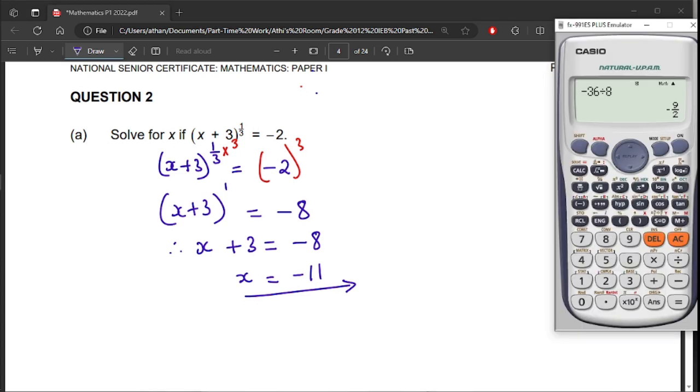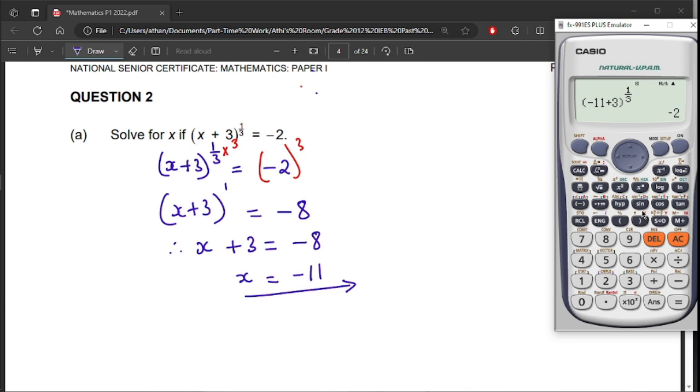Now if we can just try to see if our answer is really correct, I will take the negative 11 that we got plus 3 to the power of 1 over 3 equals, equal sign must get negative 2 there. There you go. That means the value of x that I calculated is correct.